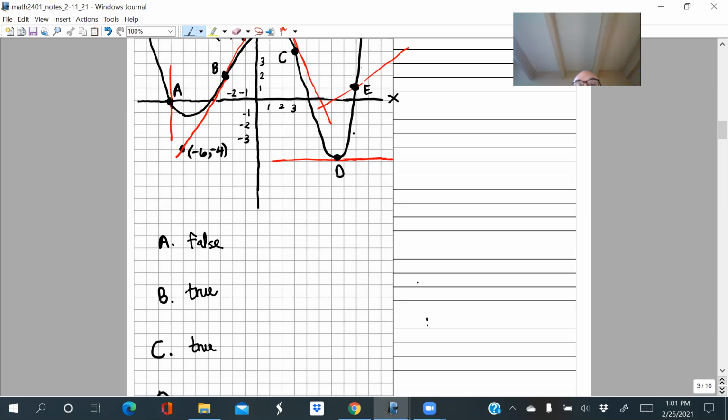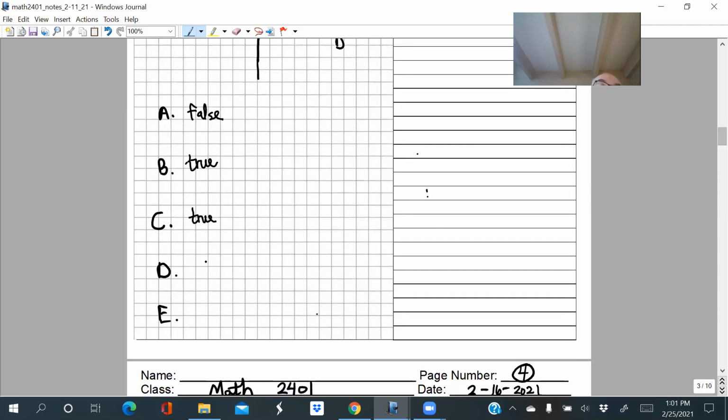What kind of line do you get at a turning point? Horizontal. Horizontal, that's right. You get a flat line. At turning points, you get a horizontal line. Well, this is a horizontal line that I've got drawn here at this turning point. So I think that's a pretty good tangent line there. So I would say that is true.